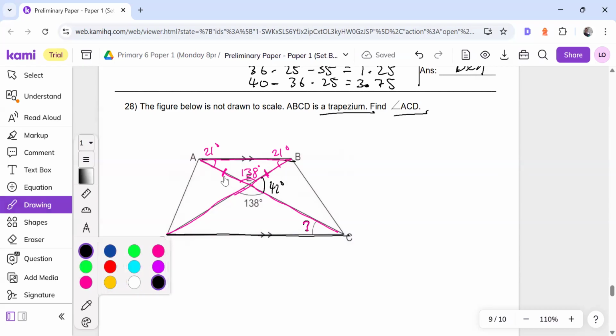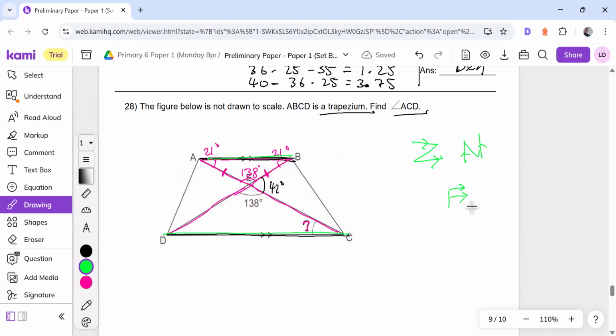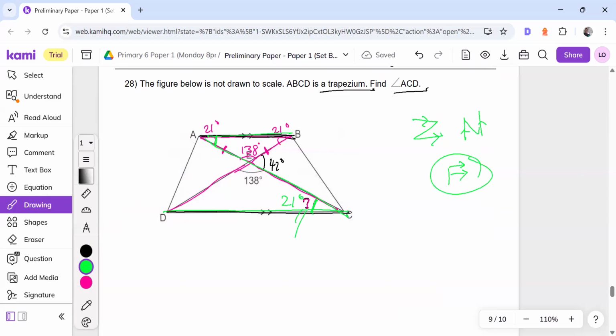Why you get stuck is because you forgot that when there are two lines that are parallel, there is a special letter: Z, N, F. So when you see lines that are parallel, there are special letters. Is there any F here? Don't have. But you have a Z. So when there's a Z, what happened? This is 21, and the question mark is also 21. So Z, F, and N. Take note of the F.